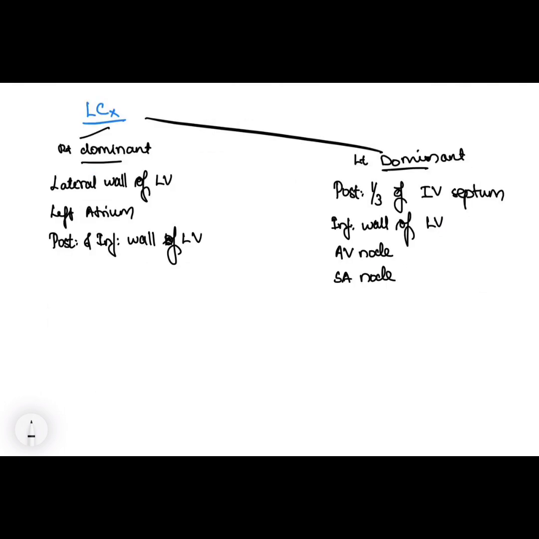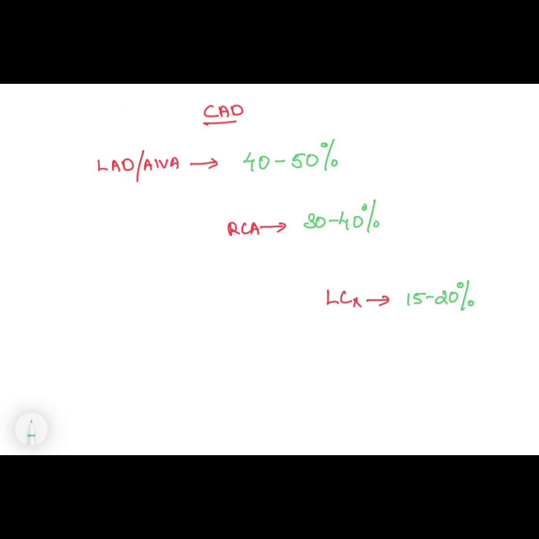Sometimes the conus branch of the LAD can supply the right ventricular outflow tract. The left circumflex artery in a left dominant heart supplies the posterior 1/3 of the interventricular septum, inferior wall of the left ventricle, AV node and SA node. In a right dominant heart, it supplies the lateral wall of the left ventricle via the obtuse marginal branch. 40 to 50% of CAD are due to diseases of LAD, 30 to 40% may be due to RCA, and 15 to 20% is due to LCH.